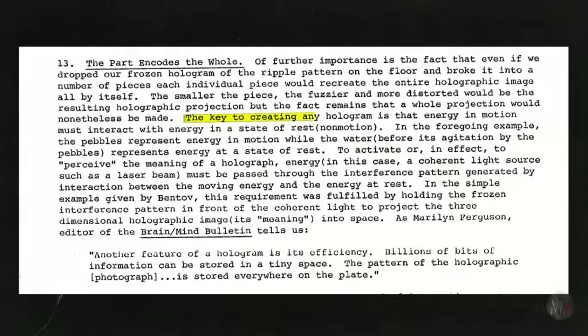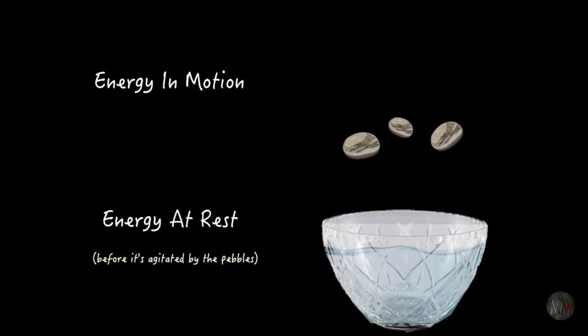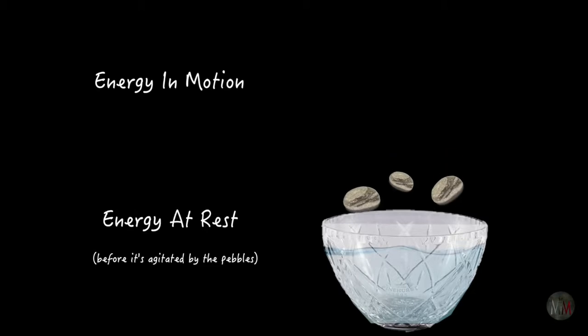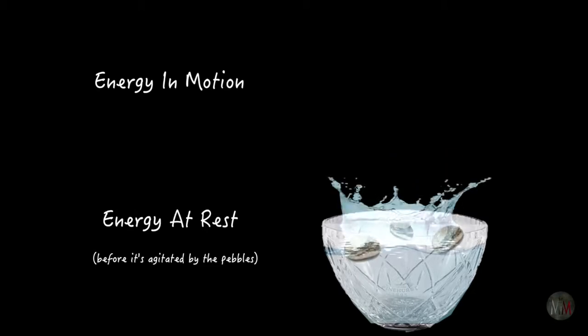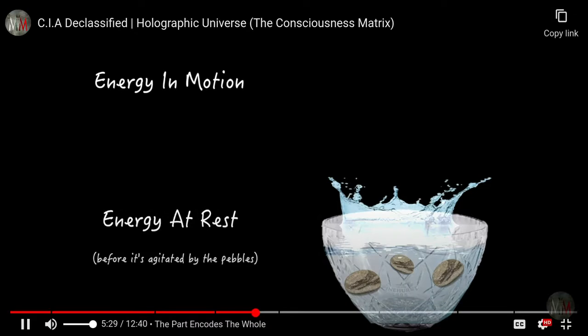The key to creating any hologram is that energy in motion must interact with energy in a state of rest. In the foregoing example, the pebbles represent energy in motion, while the water represents energy at a state of rest. To activate, or, in effect, to perceive the meaning of a holograph, energy must be passed through the interference pattern generated by interaction between the moving energy and the energy at rest.